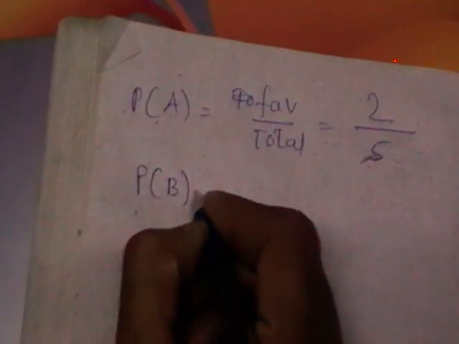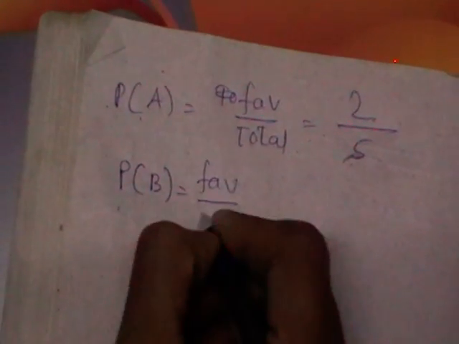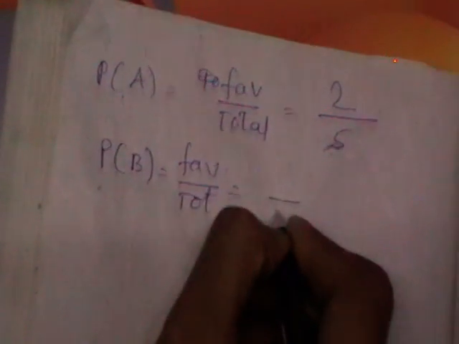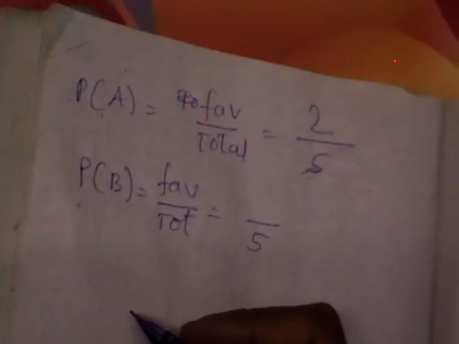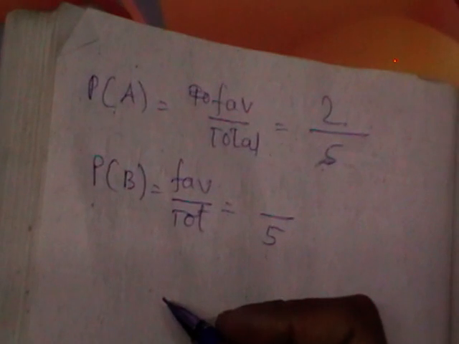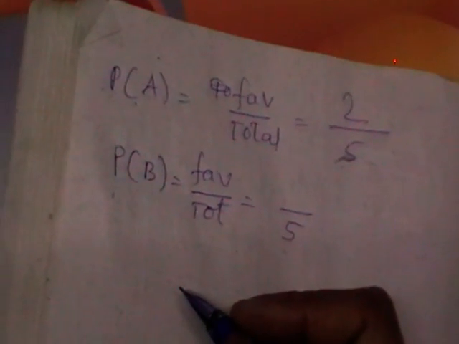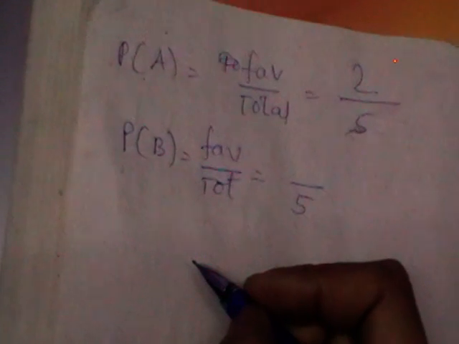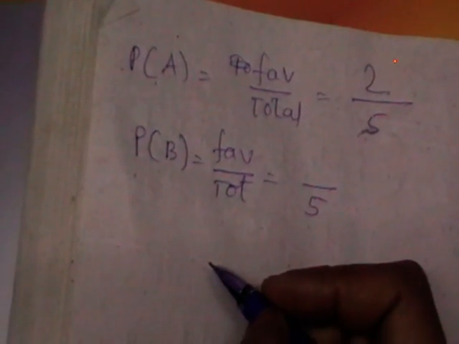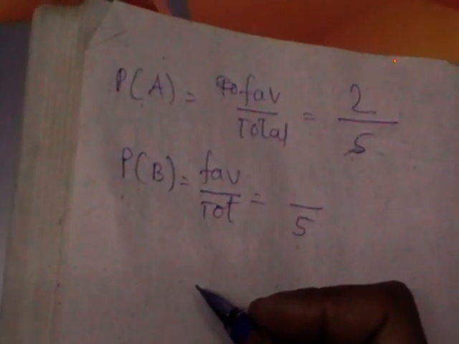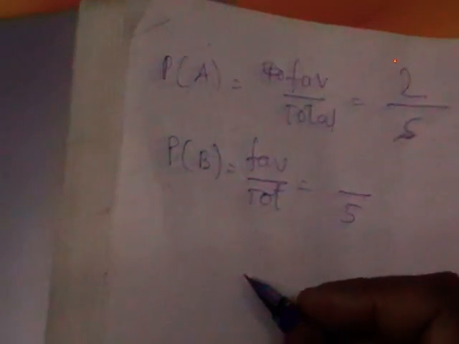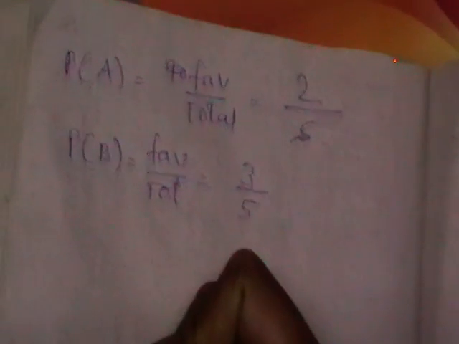What is P of B? Again, favorable by total number of events. What is the total number of persons? 5 here. Now, what is the probability that the selected chairperson is over 40 years of age? If you go to the age column, over 40 we have 41, 43, 65. We have 3 numbers representing above the age of 40. So you will get 3 by 5.